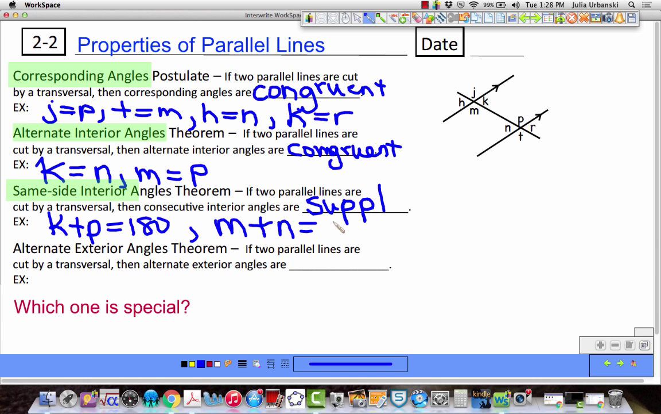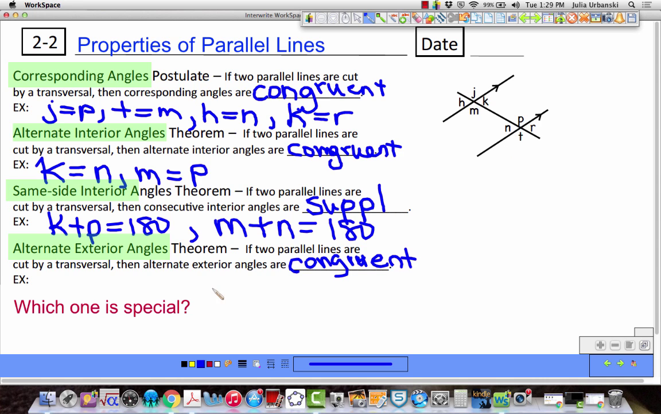So you don't say they're equal, you say they add up to 180 because they're on the same side and supplementary. All right, the last one, alternate exterior angles. What's the rule about alternate exterior angles? Congruent. Good. So there are two answers to this one. Give me one of those answers. J and T. Good.